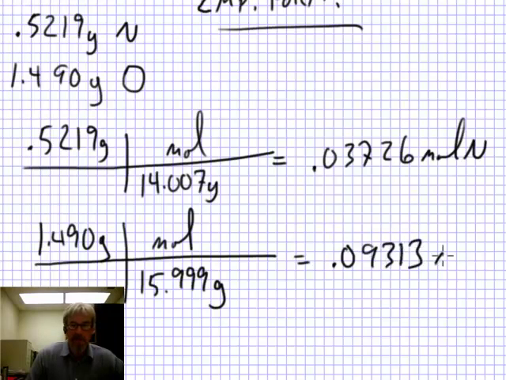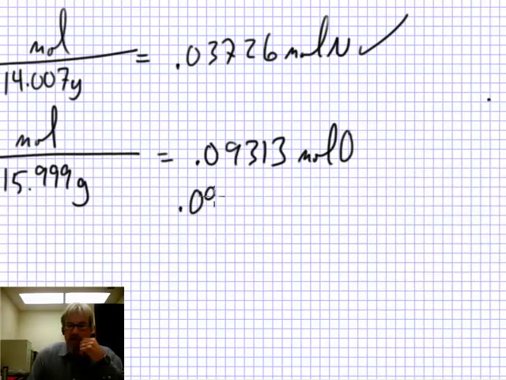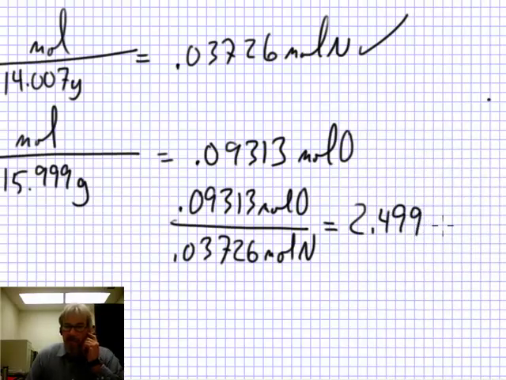This works out to 0.09313 moles of oxygen. Well, the smallest number of moles here is the nitrogen moles, so we're going to establish that as 1 and find the ratio of oxygen to nitrogen. So it's 0.09313 moles of O for every 0.03726 moles of nitrogen. Here's what I get. 2.499 moles of oxygen per mole of nitrogen.